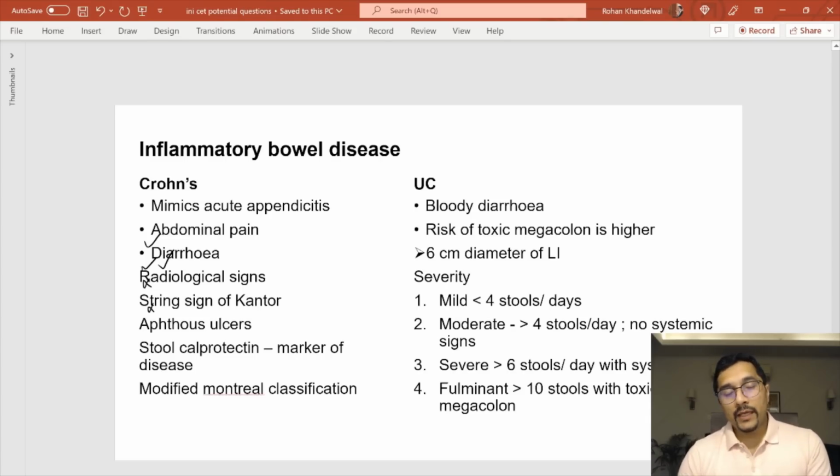Crohn's disease can mimic acute appendicitis. Ulcerative colitis usually comes as bloody diarrhea, and the number of diarrhea episodes during the day can determine the frequency and the severity as well.